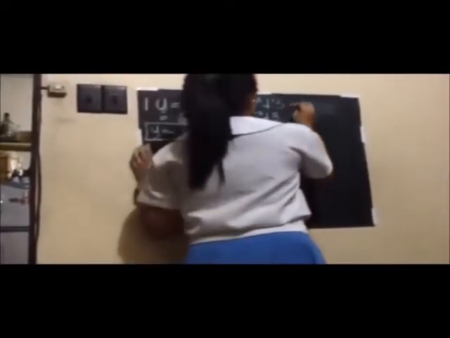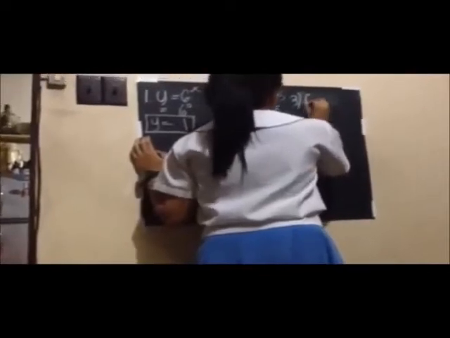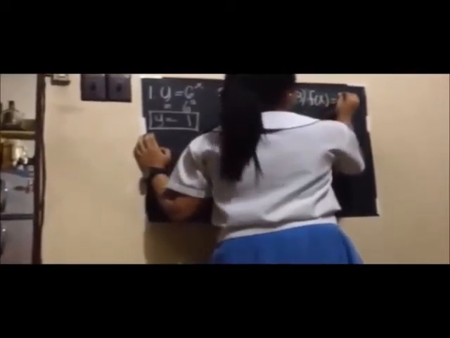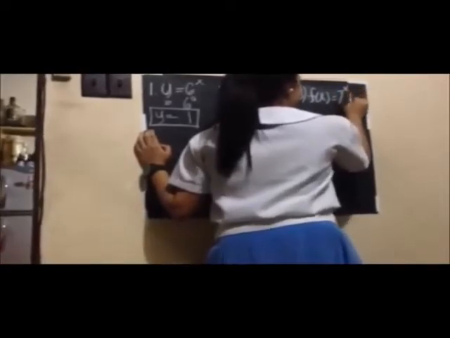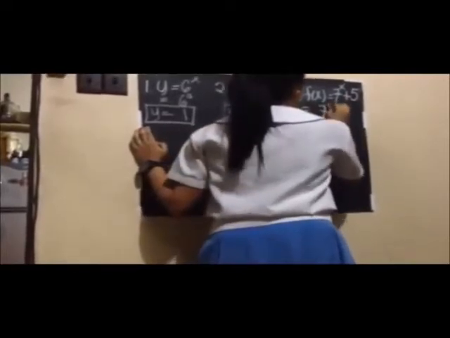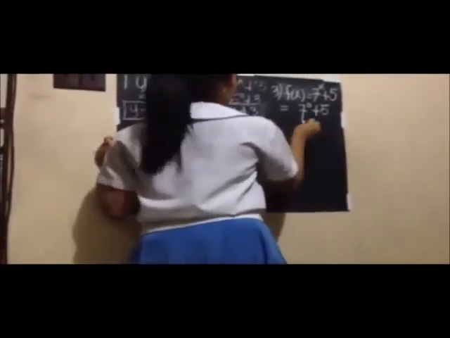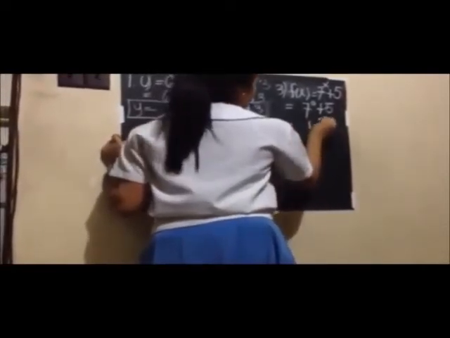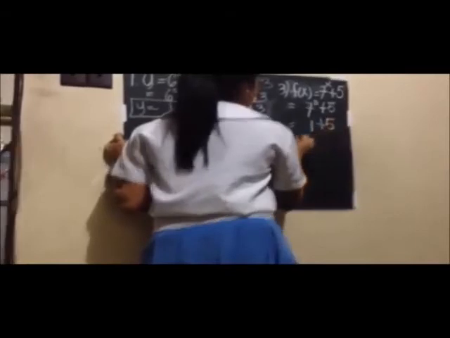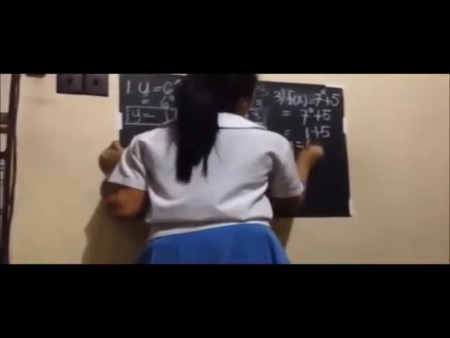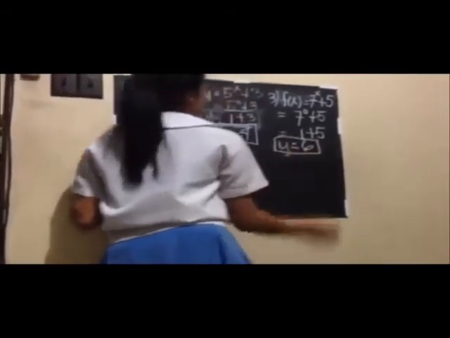And the third example is f of x is equal to 7 raised to x plus 5. The 7 raised to x will become 7 raised to 0. 7 raised to 0 will become 1 and add 5. So it will become y is equal to 6. So this is now the y-intercept.